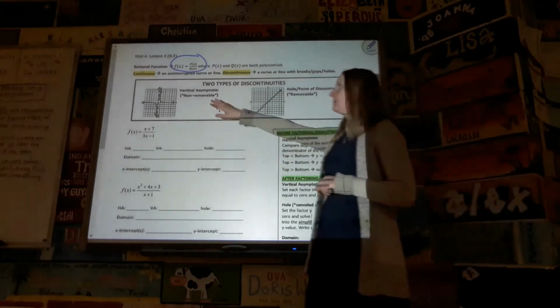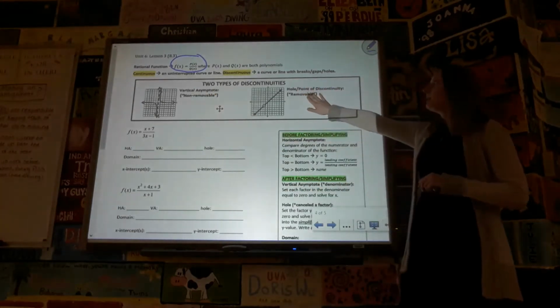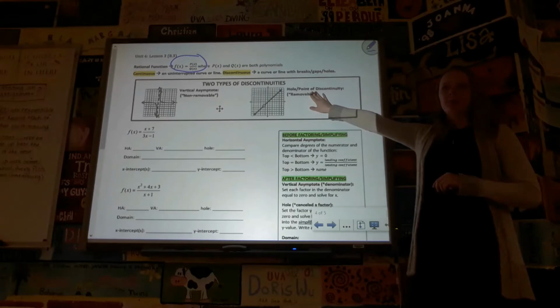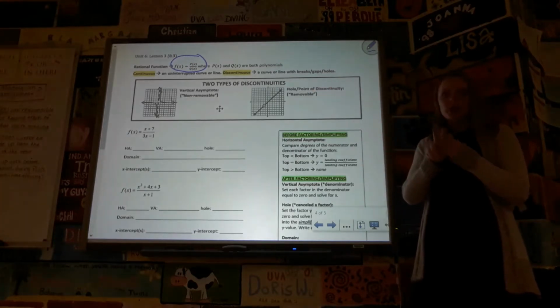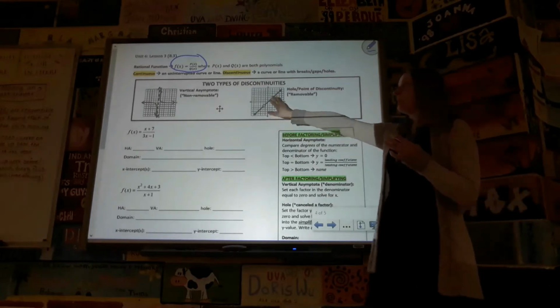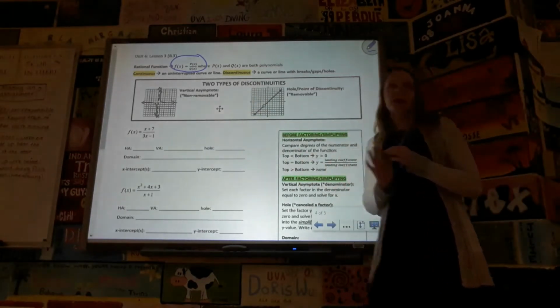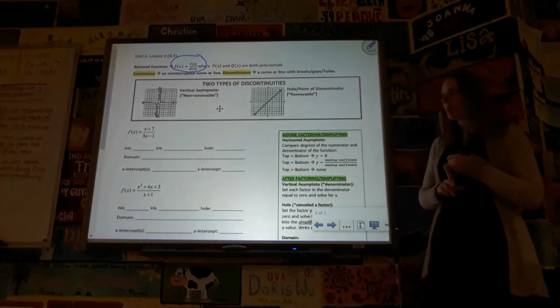Okay, so we have our vertical asymptotes and our points or holes of discontinuity. So that's the first thing I need to make sure you guys are aware of. There are two different types. One's removable and one's not removable. Okay, that's the first thing. Make sure you guys remember that.